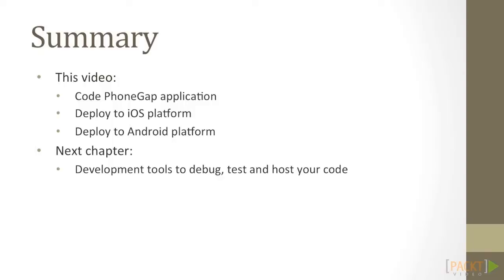In this video, we've learned how to code our application and how to deploy it on mobile platforms. You should be able to build and deploy your own iOS and Android app now. So far, we've introduced how to use the PhoneGap platform. In the next video onwards, we're going to go into the details of hybrid app development. In the next chapter, we will learn about the essential development tools.